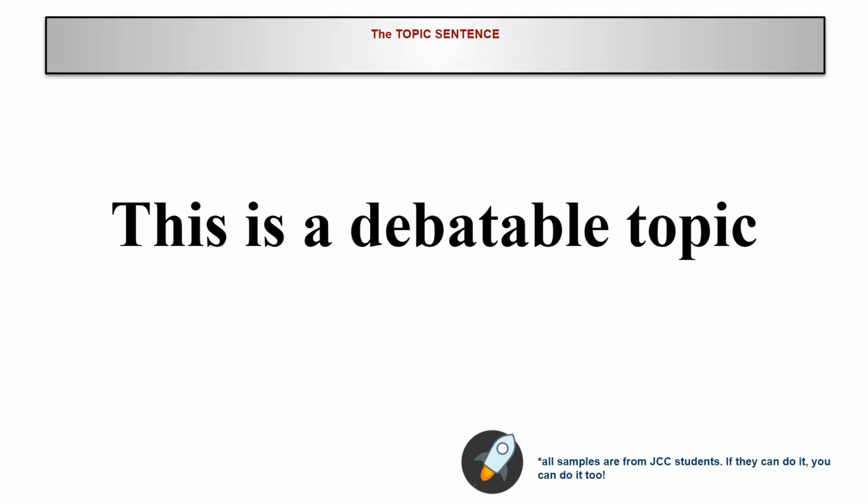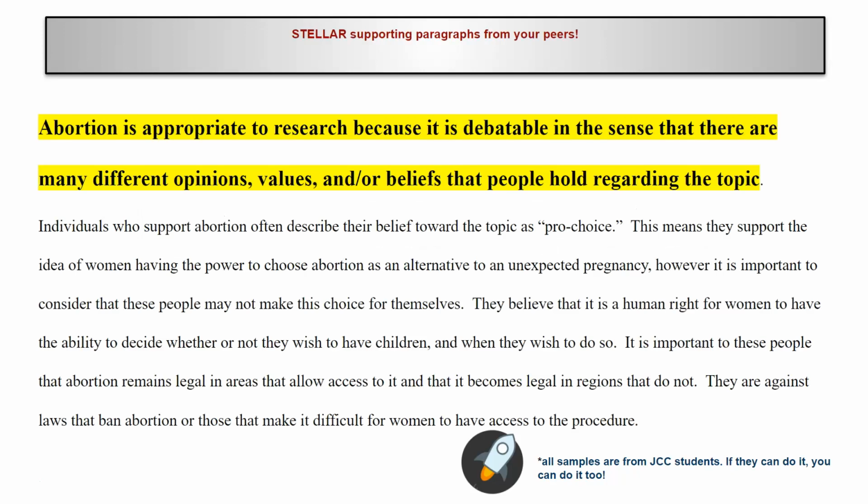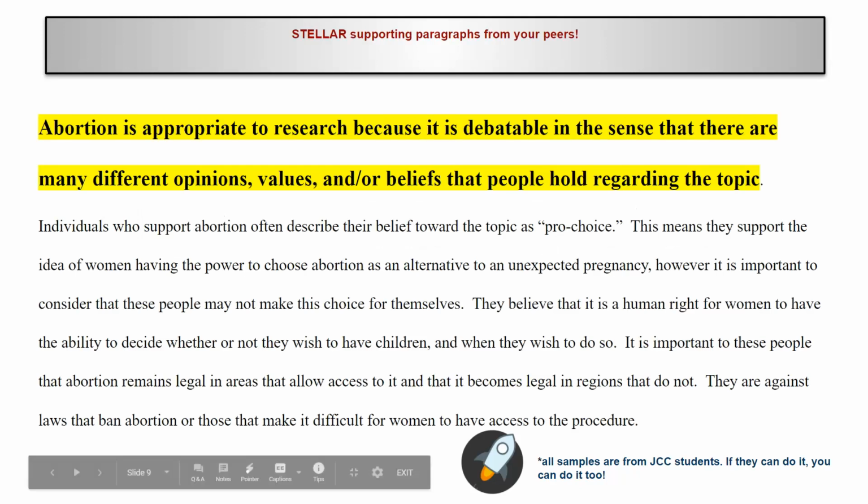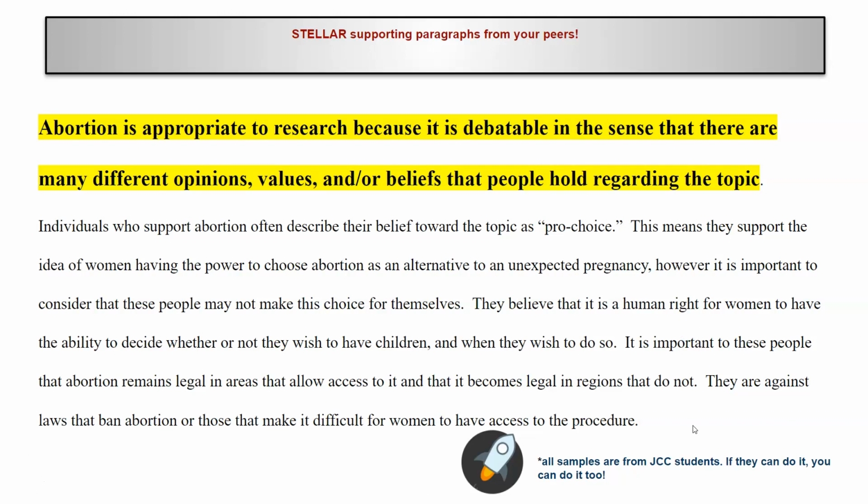So I do have a few examples to show you all of a topic sentence. So this is a topic sentence. These are samples all from JCC previous students. So this is a topic sentence stating that this is a debatable topic. So this one is about abortion. So abortion is appropriate to research because it is debatable in the sense that there are many different opinions, values, or beliefs that people hold regarding the topic.